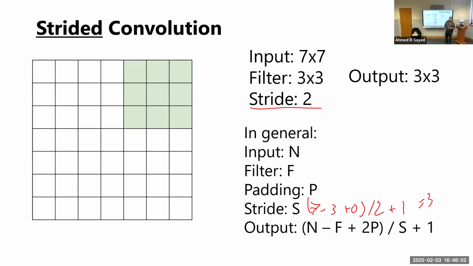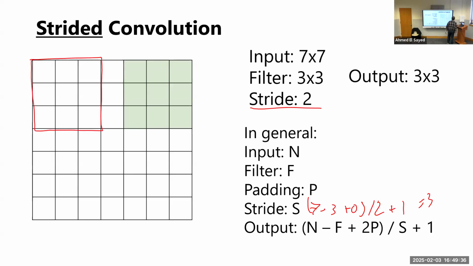Okay? So we can have a solid equation to calculate the size of the output image for any number of input pixels, any number of filter size, any number of pixel padding, and any number of stride. Okay? Now, can we have stride more than 2, like 3? Yes.